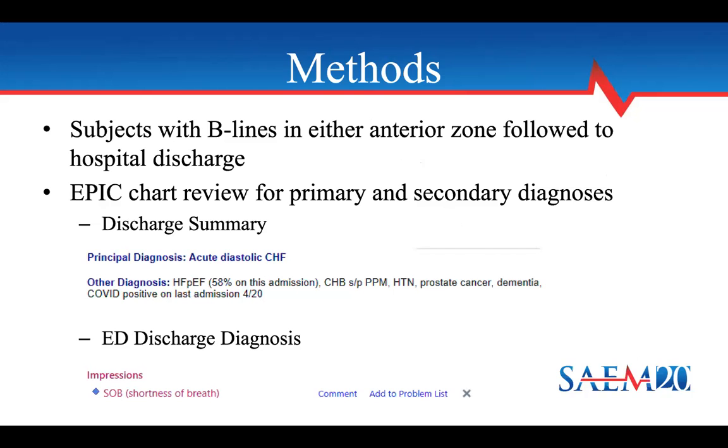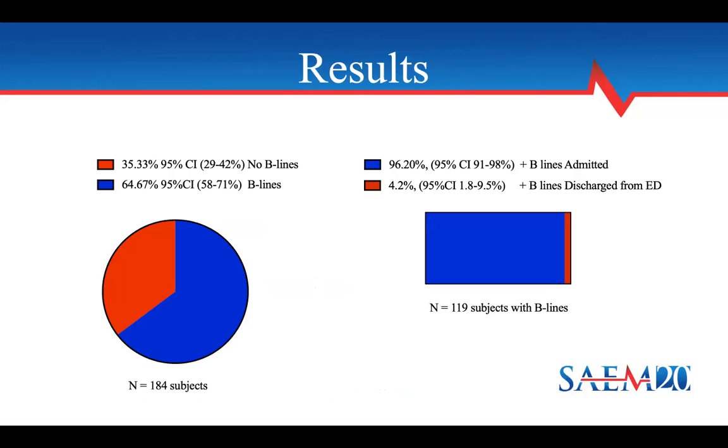Subjects were followed until hospital discharge. The EPIC chart was reviewed for discharge diagnoses. For subjects admitted to inpatient units, the primary or principal diagnosis, as well as any secondary diagnoses, were recorded from the discharge summary. The slide contains a snapshot illustrating how these diagnoses were displayed in the discharge summary. For subjects discharged from the emergency department, the primary diagnosis as well as any secondary diagnoses were also recorded from that DC tab in EPIC.